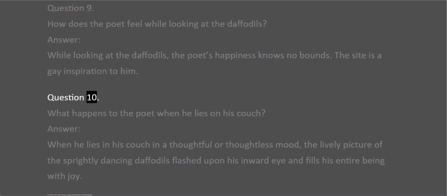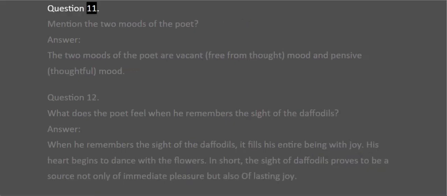Question 10. What happens to the poet when he lies on his couch? Answer. When he lies on his couch in a thoughtful or thoughtless mood, the lively picture of the sprightly dancing daffodils flashes upon his inward eye and fills his entire being with joy. Question 11. Mention the two moods of the poet. Answer. The two moods of the poet are vacant, free from thought, mood, and pensive, thoughtful, mood.